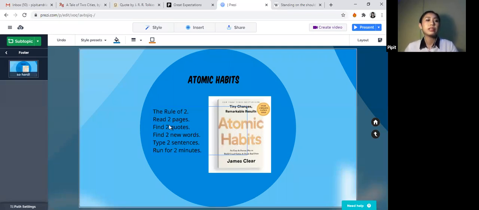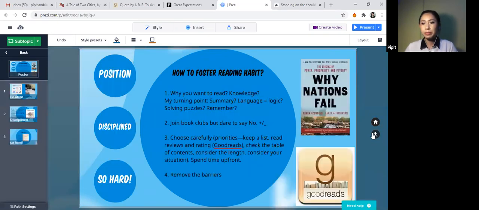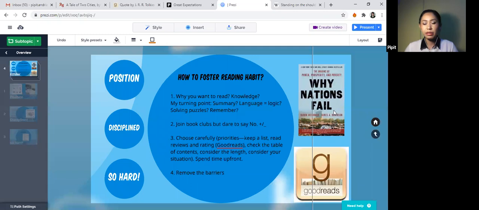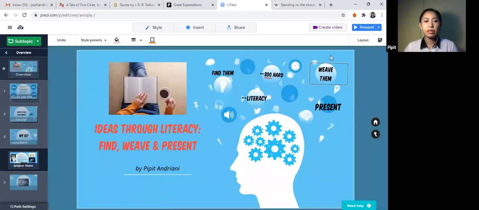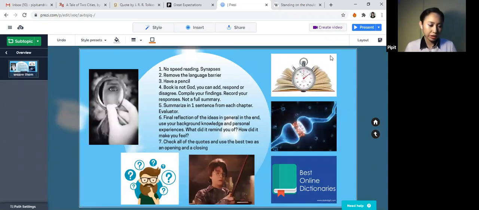I usually set the standard lower, like, okay, I will read 2 pages today. At least, I do not skip reading. And then, after we foster a reading habit, we also need to weave them into, in my opinion, good order or good presentations.